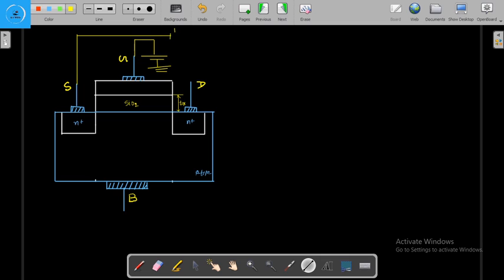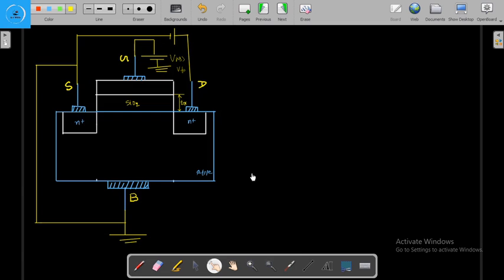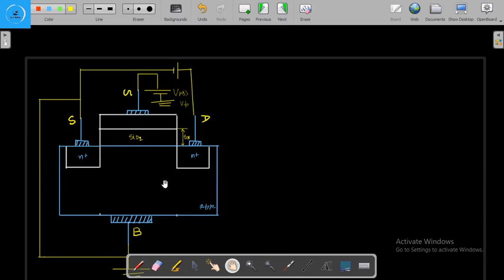So we are making source a negative potential, and drain a positive potential. But we are also connecting the source to the body, bulk, or substrate. So what is this? This is the VGS, which is greater than VT. And what is this? This is the VDS. We are increasing the VDS, okay?